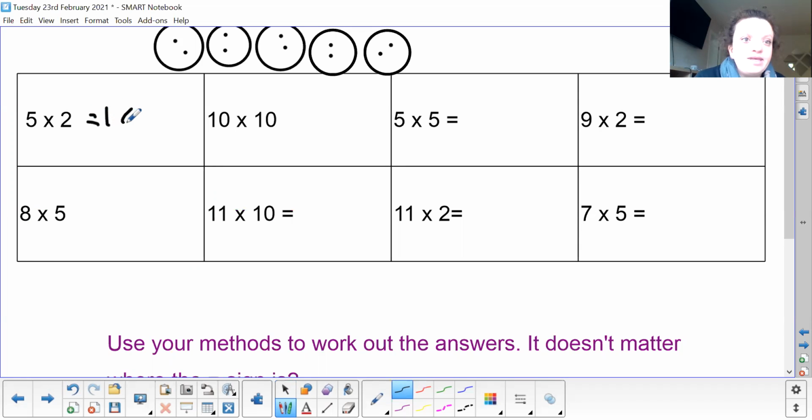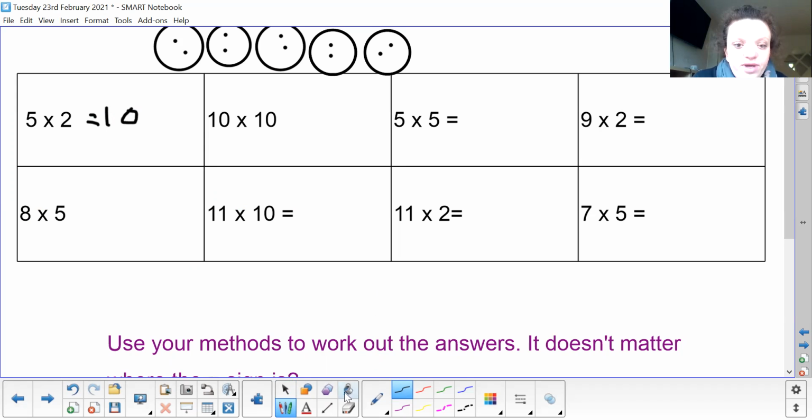Another way I could do it is I could get 5 groups like this, and I could count in 2s. So each group is going to be 2. Are you ready? 2, 4, 6, 8, 10. So again, 5 times 2 is 10.